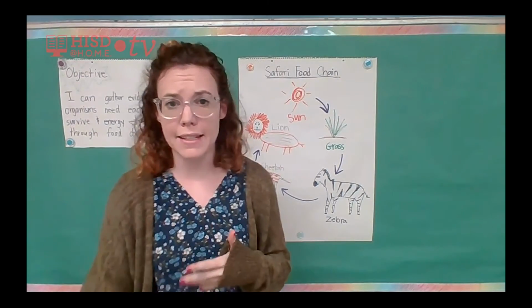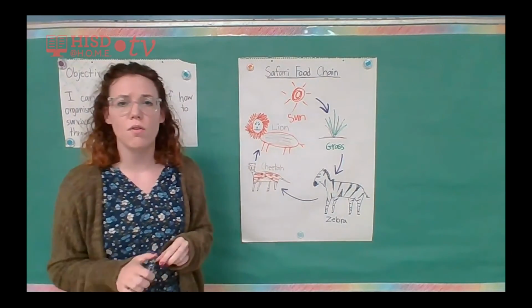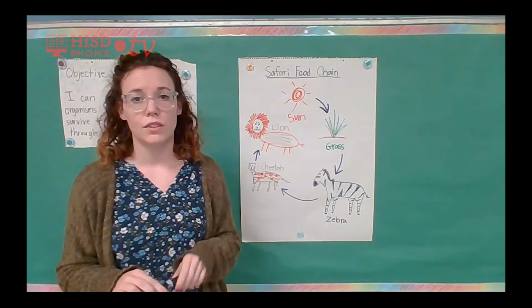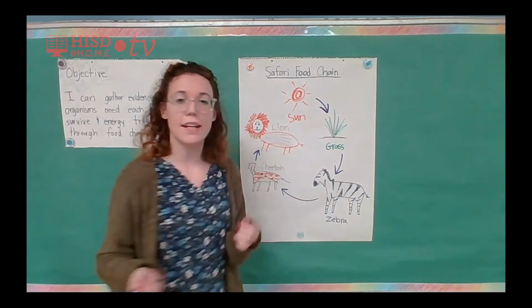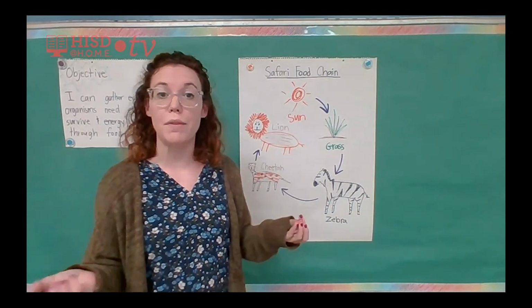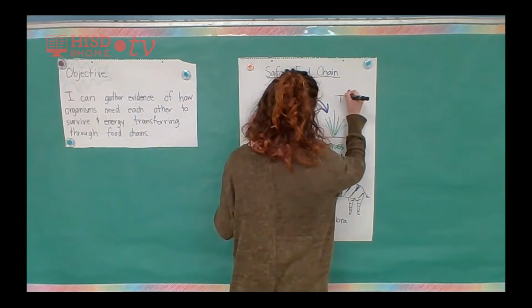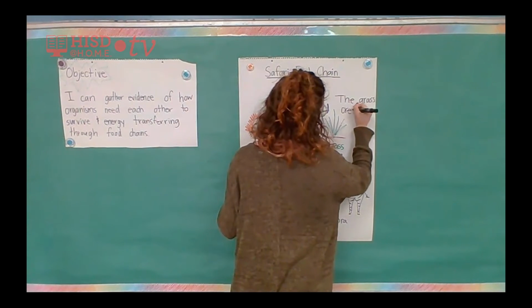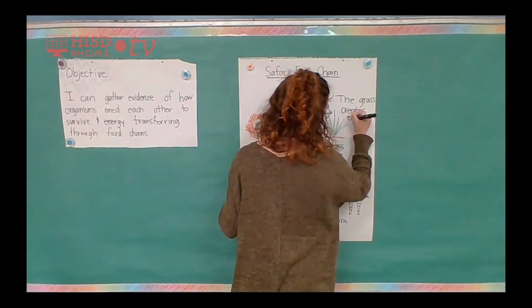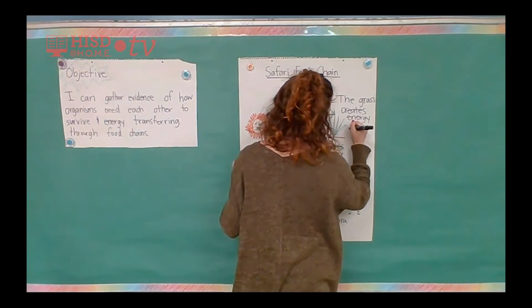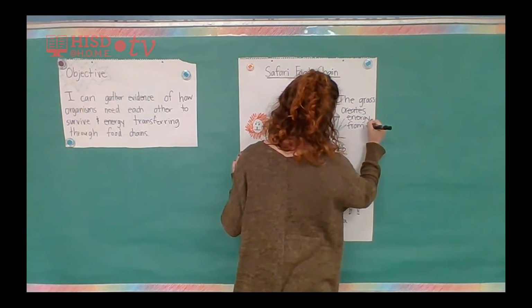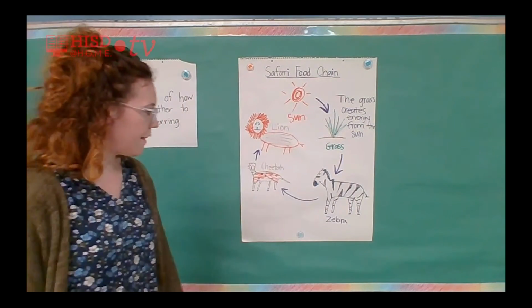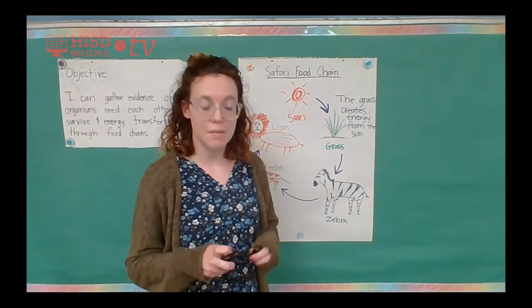So let's just write some sentences about some of the stuff we did. So we know the sun gives energy to the grass, which is the producer. So I'm going to say the grass creates energy from the sun. I'm going to give you guys a minute to write this down.